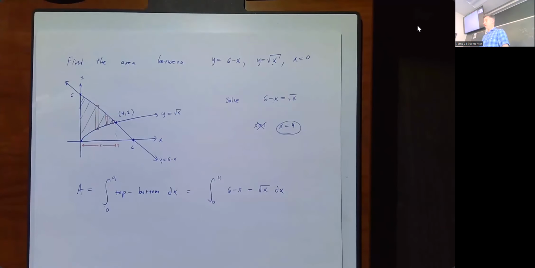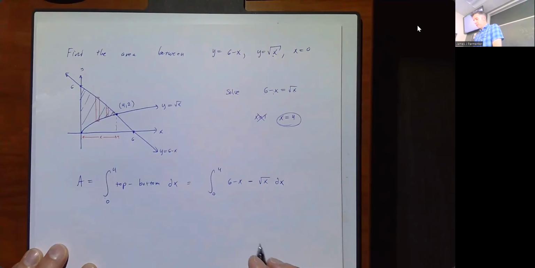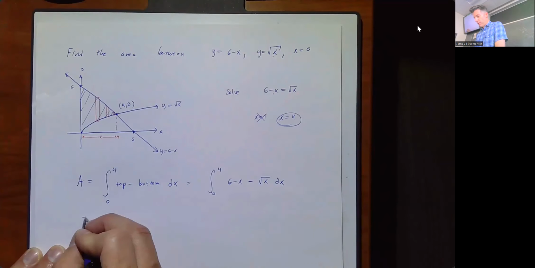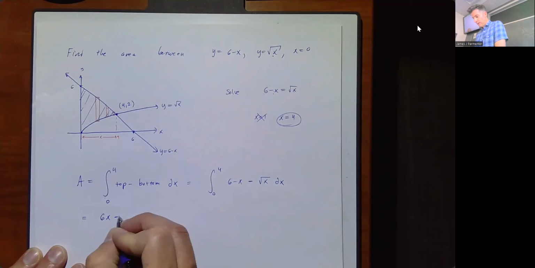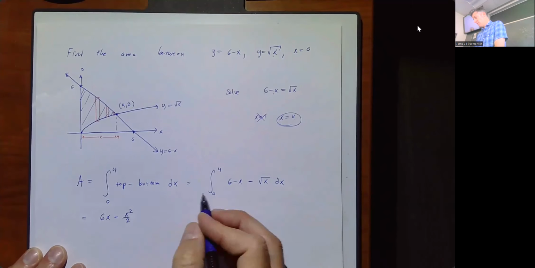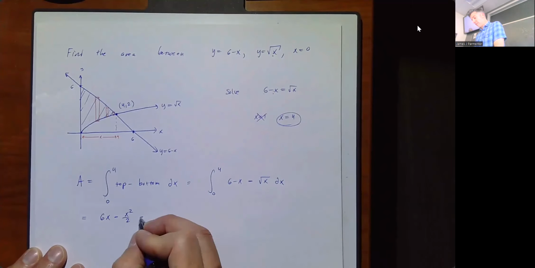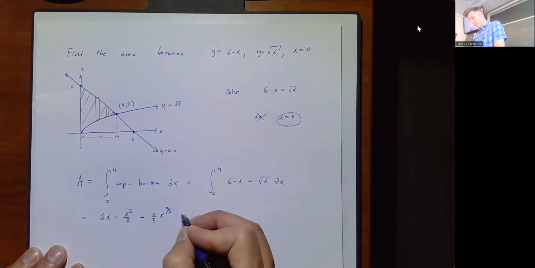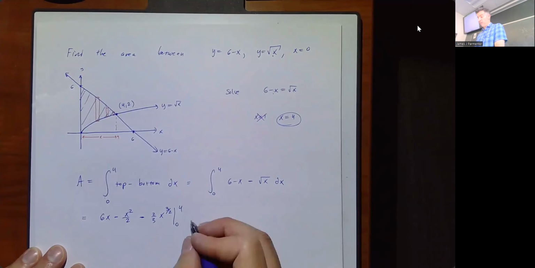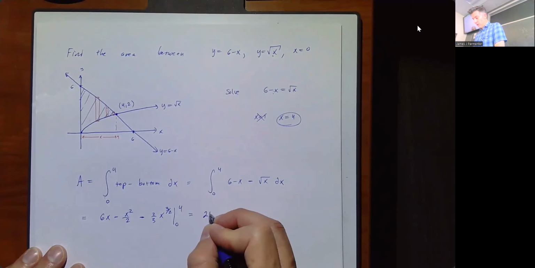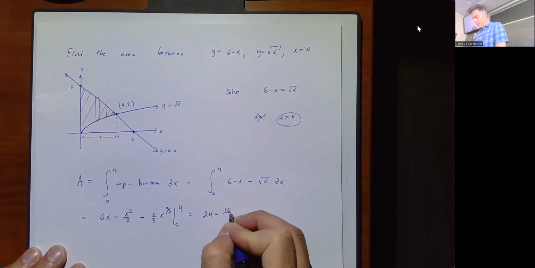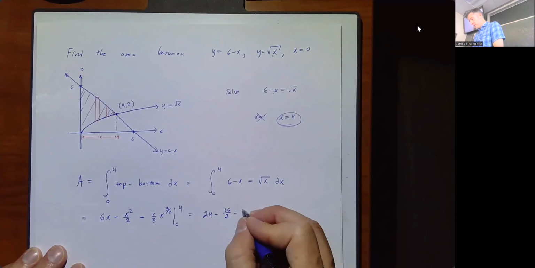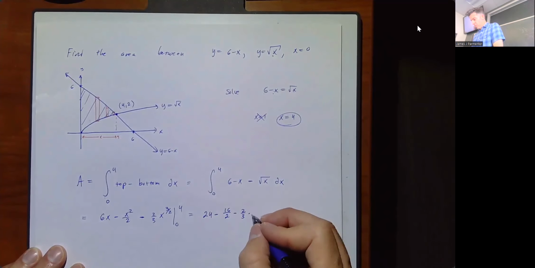And I guess we should do this one. Let's actually finish it. So anti-differentiating the whole thing, we get 6x minus x squared over 2. The antiderivative of x to the 1/2 is going to be x to the 3/2 times 2/3, from 0 to 4. Okay, we plug in 4. We get 6 times 4 minus 4 squared over 2 minus 2/3 times 4 to the 3/2.